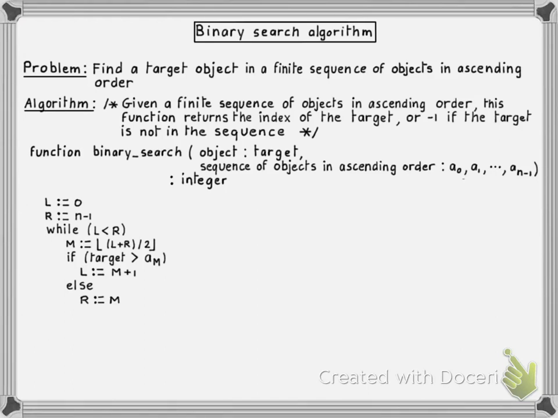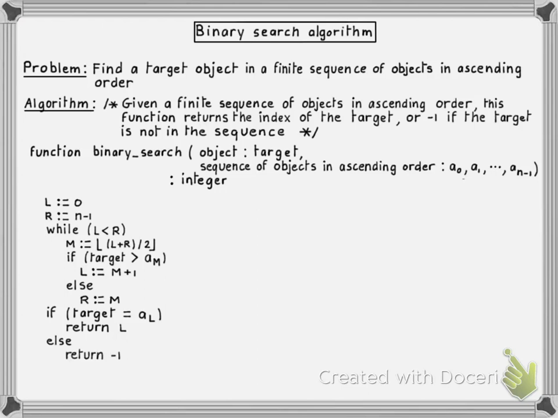Now the algorithm is designed in such a way that when we exit the while loop, the target object is at index L if it is in the sequence at all. So all we have left to do is to compare the target object with the element at position L. If they are equal, then we found the target object and we can return its index, namely L. Otherwise, the algorithm guarantees that the target is not in the sequence, and we can return -1.